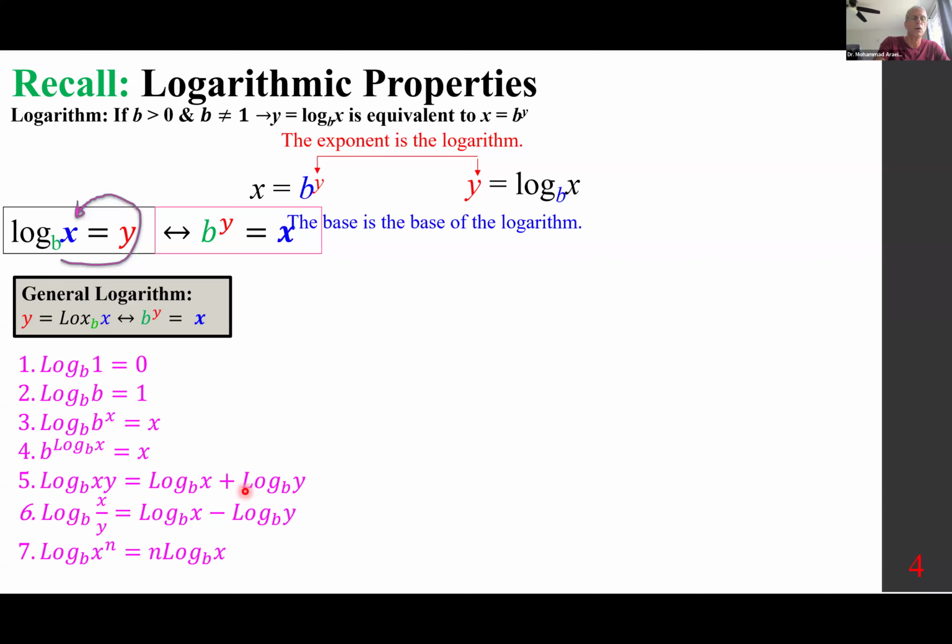Log of xy is log x plus log y. All of them have the same base, namely b here. Log of x over y is log x minus log y. All of them have the same base, namely b.